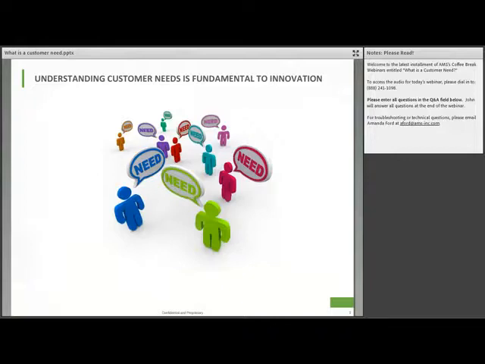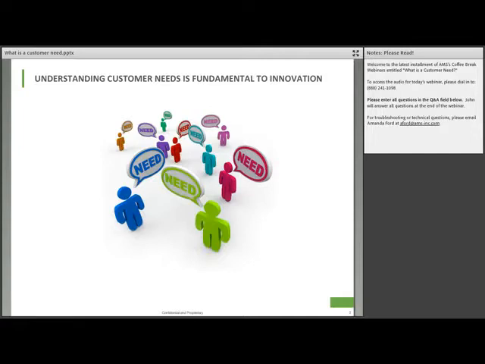I'd like to start by talking about the role of customer needs finding in new product innovation and customer experience design. It's nearly axiomatic and hardly controversial to say that successful innovation relies on understanding customer needs. As everyone knows, customers do not buy products unless those products satisfy a need.